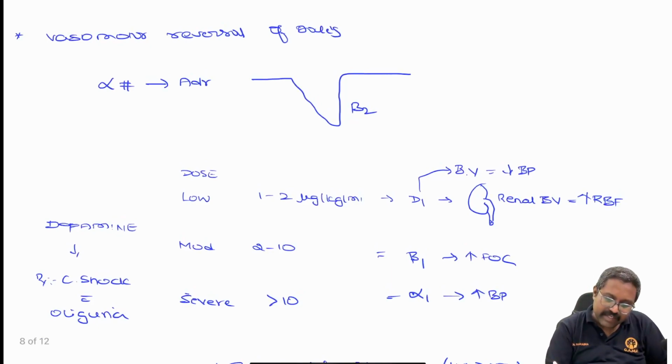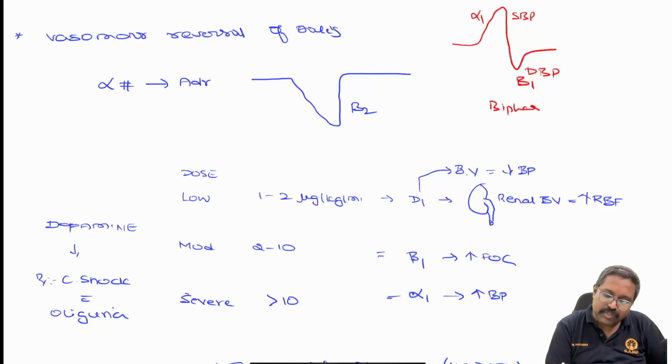So what is the concept behind vasomotor reversal of Dale? Whenever you give adrenaline, what happens? There will be an increase in the blood pressure, followed by a decrease in the blood pressure. The increase in the systolic blood pressure is mainly due to the alpha 1 activity, and the decrease in diastolic is due to the beta 1 activity. So this is also called a biphasic response.